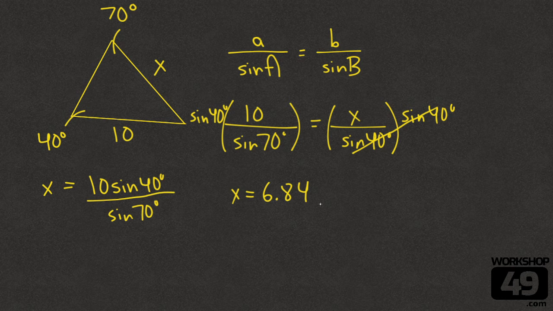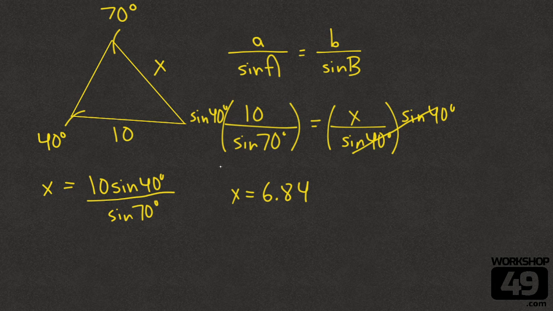If you wish to double check your answer, you should know that the larger angle will have the larger side, so the smaller angle has the smaller side. We got a 6.84 versus the 40 degrees. The other side was 10 to 70. That kind of checks out. If you made a mistake and somehow your x worked out to be bigger than 10, that will be a flag because this 40 degrees is smaller, so we needed a smaller side.